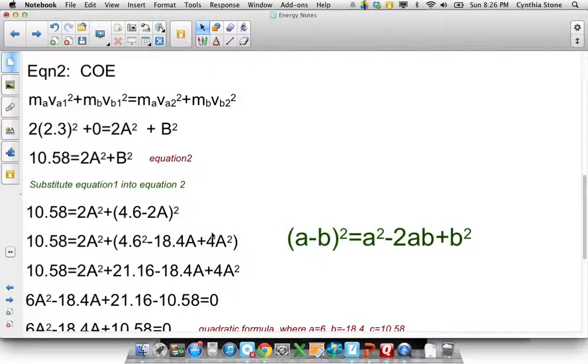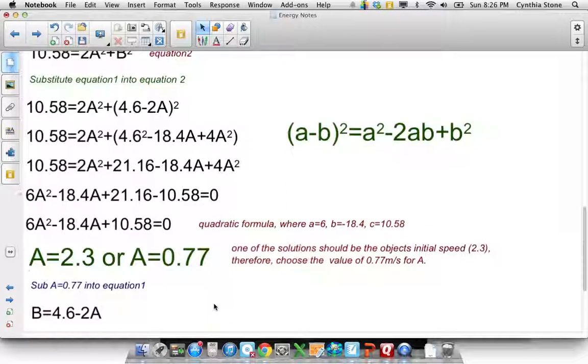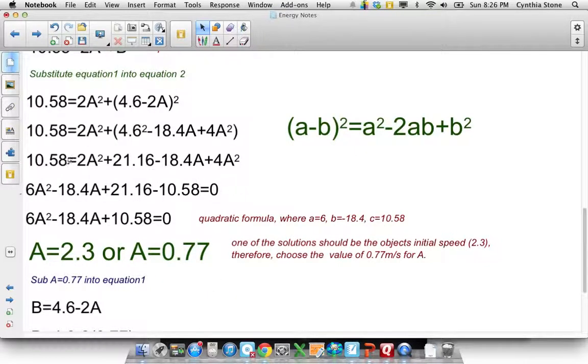And then all I'm doing now is just trying to solve for A, which is ugly, but I'm going to try to. It's going to turn into a quadratic, right? So to use the quadratic formula, I have to get everything equal to 0. So I bring everything over to the other side. Actually, no, I brought the 10.58 over here. See that? So I went 6a squared, which is 2 plus 4, minus 18.4 times a. Then I have this, and I subtract 10.58.